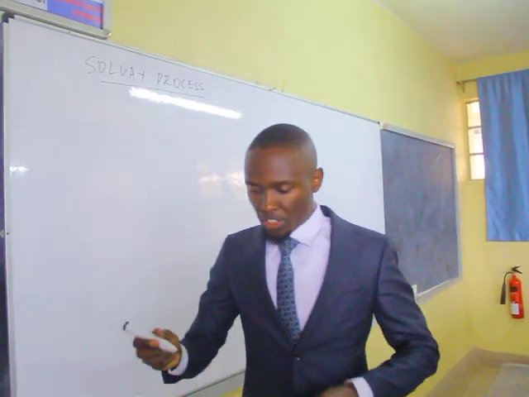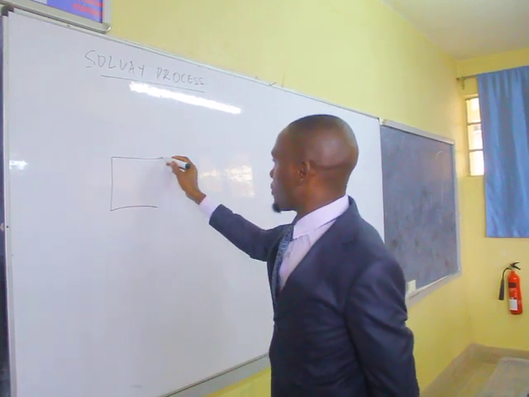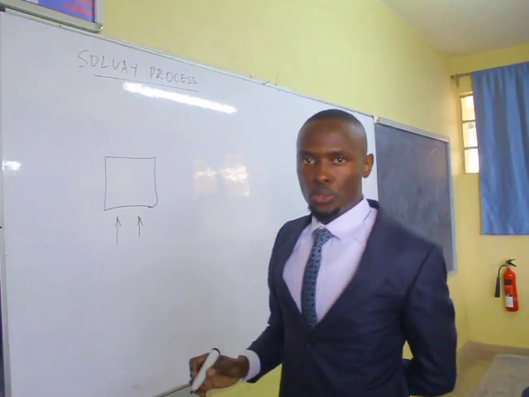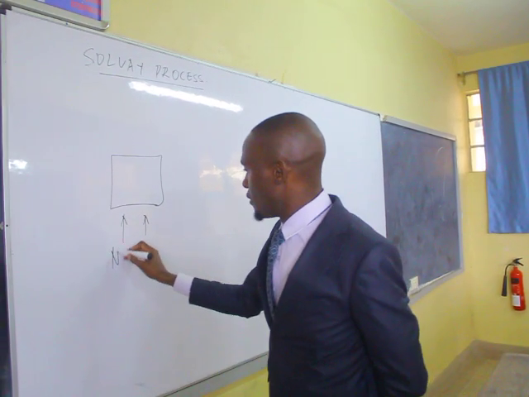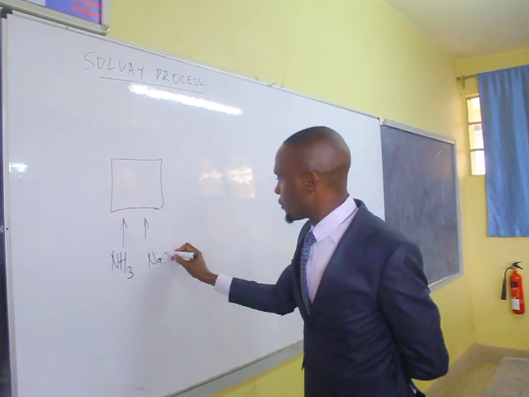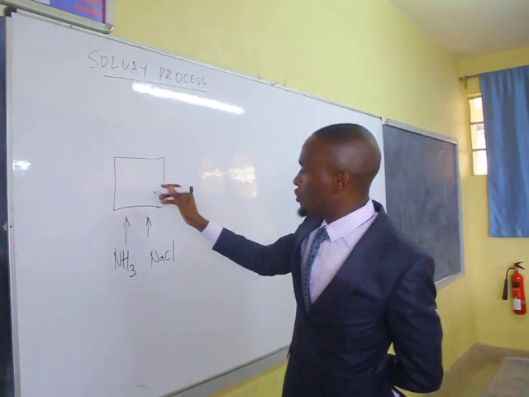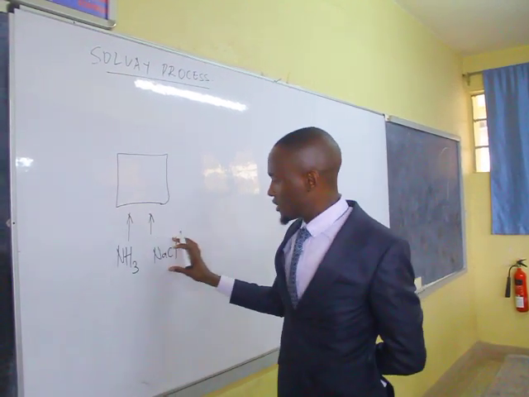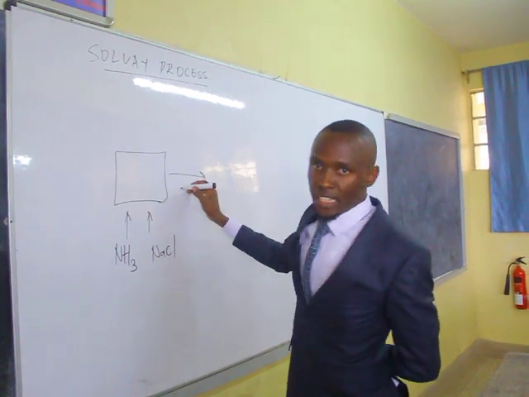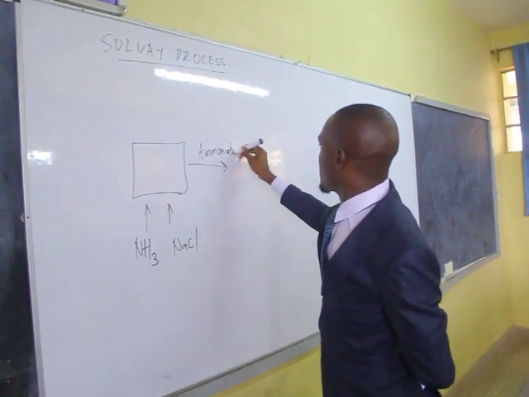I'm going to break down this process into chambers. In the first chamber of this process, we are going to feed the first two raw materials, that is ammonia, NH3, and sodium chloride, which is concentrated. In this chamber, we are going to form a mixture of ammonia and sodium chloride, and the mixture is usually called ammoniated brine.